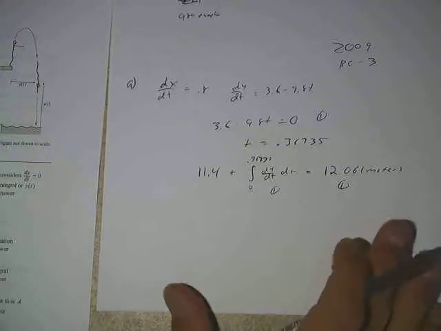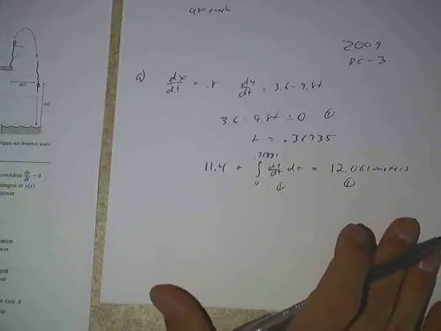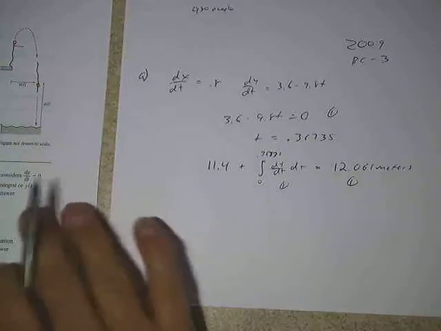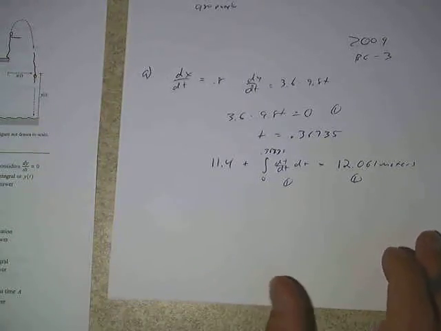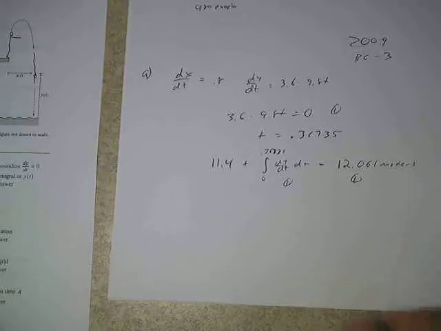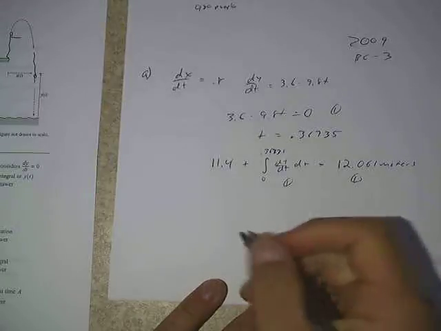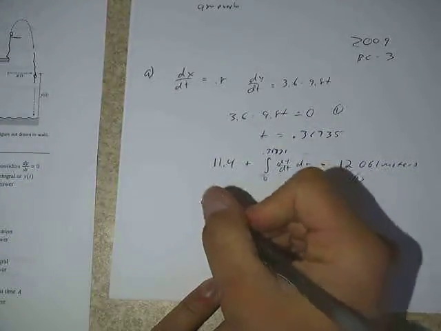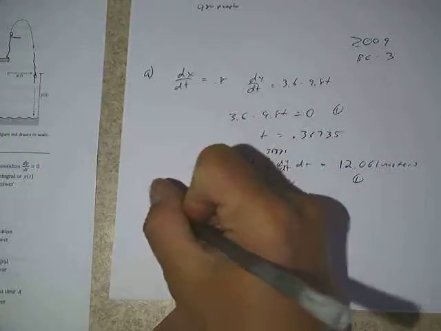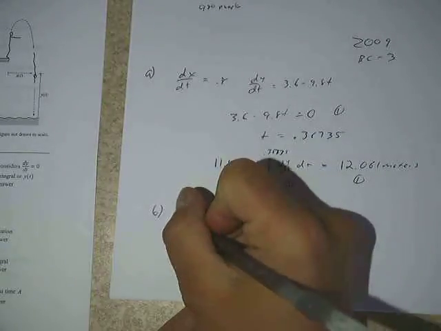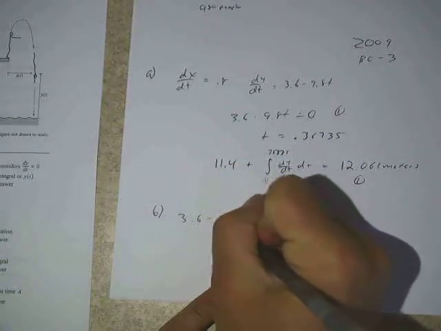And that whole thing is worth 3 points. One for setting the y component derivative equal to 0. One for writing the integral correctly to get the displacement, so we can figure out the actual distance from the water surface. And then one for the answer. Make sure, of course, that we add it to 11.4, because that's our starting point in the y direction, 11.4 above the water. Questions on any of those 3 points?